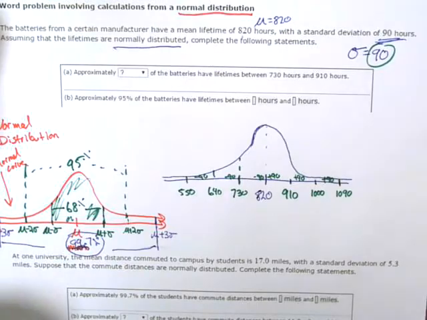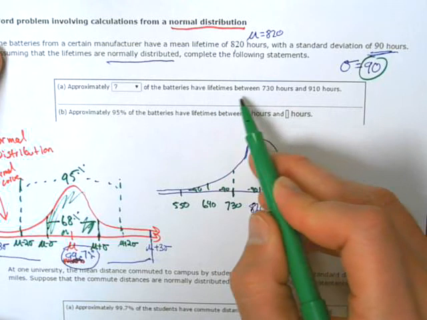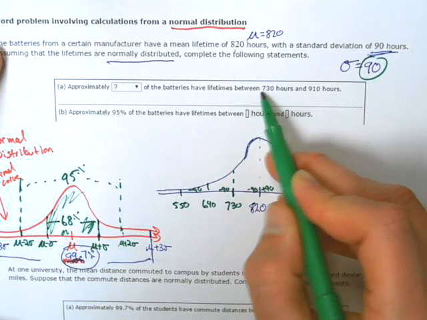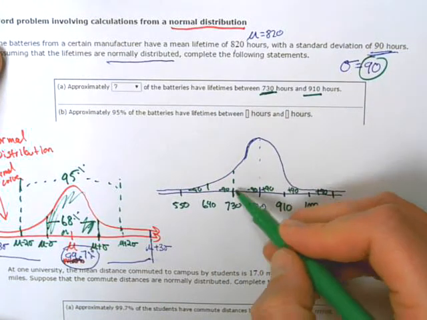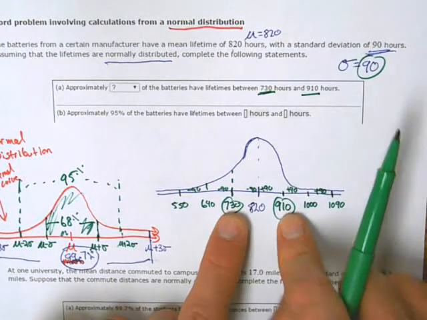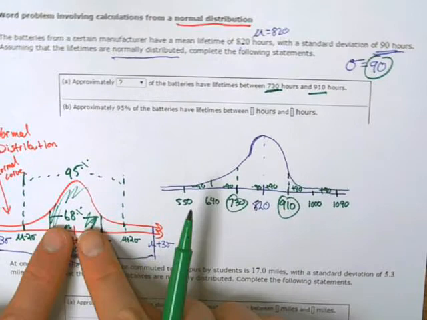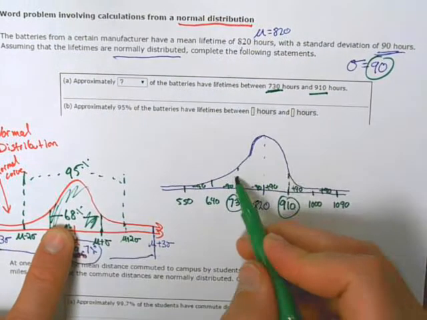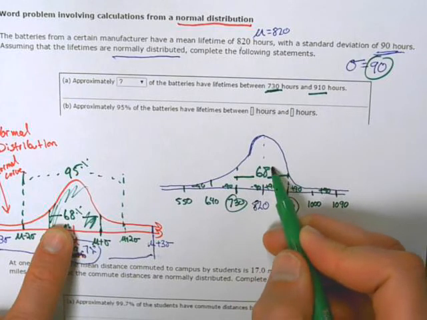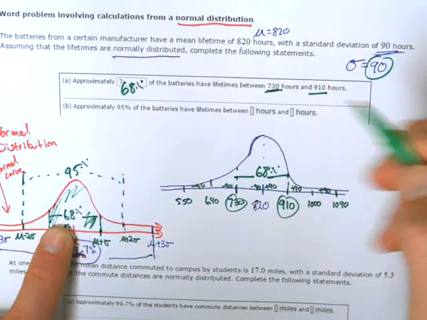So let's see if we can answer the question. How much of the batteries are going to have a lifetime between 730 and 910? Well, look at 730 and 910. They picked perfectly, and they will be the first standard deviation numbers, which if you remember was 68%. Between here and here is 68%. So I would say that's going to be 68%.